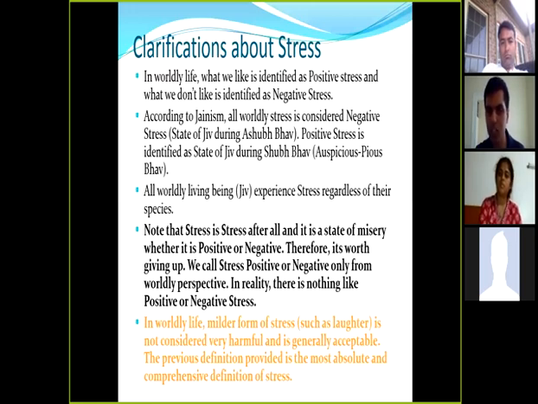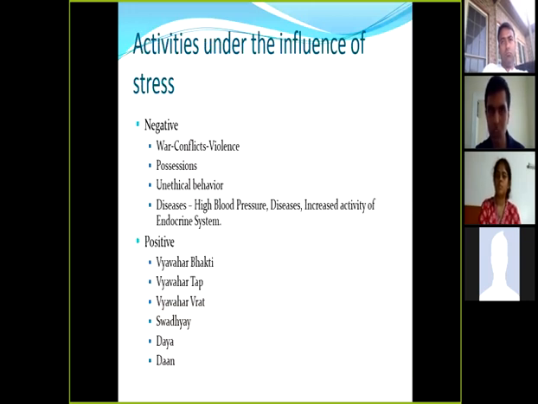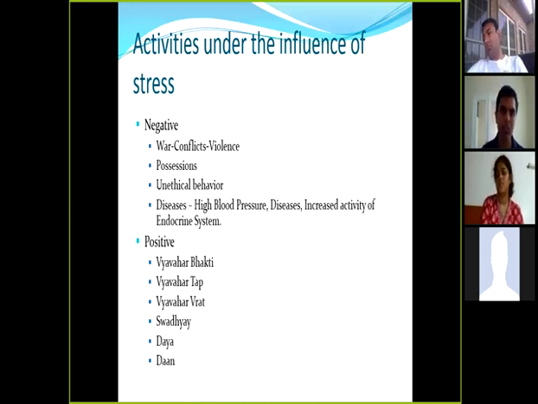But the definition that we have provided here is from the absolute point of view, and one has to understand the absolute point of view so that we can understand the reasons and the root causes, and then progress to the different stages. This was the classification of positive and negative stress. Negative stress would include wars, conflicts, violence, possessions, unethical behavior, and some of the outcomes would be high blood pressure, diseases, increased activity of the endocrine system, and so on.